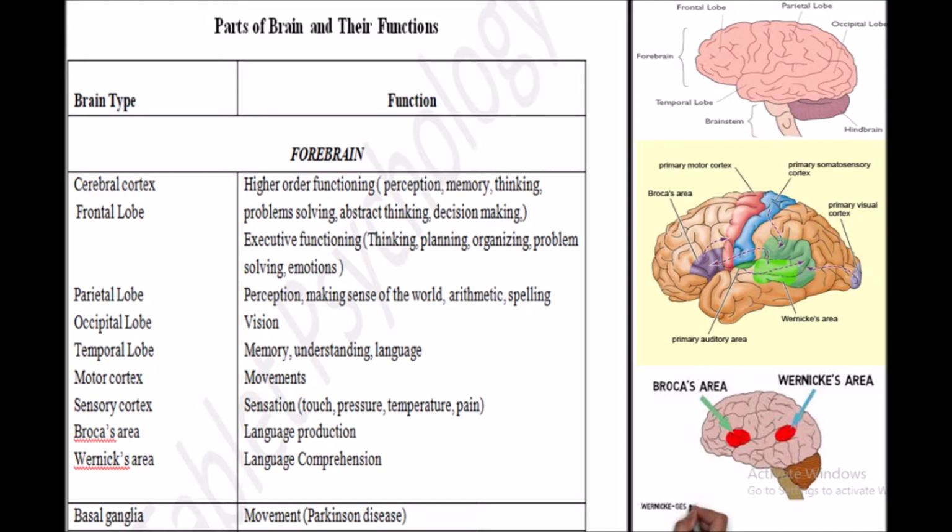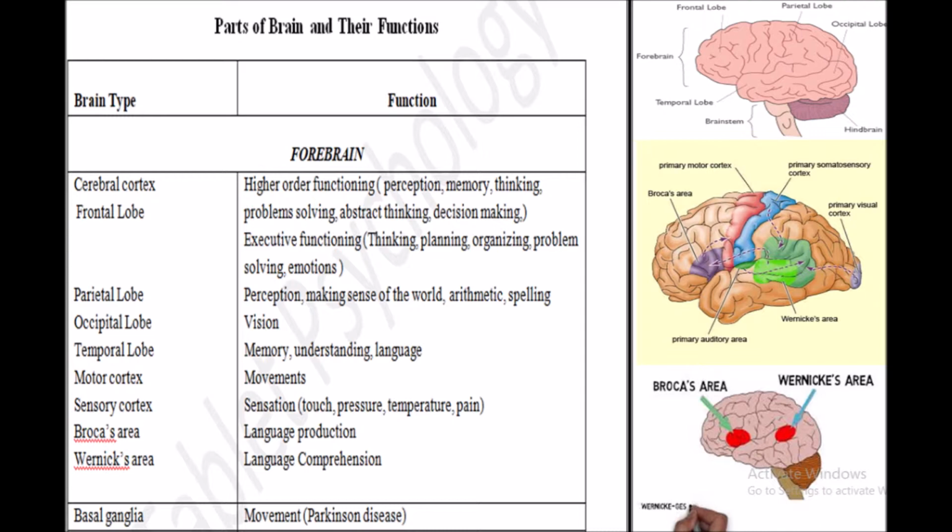After that, sensory cortex, the blue colored area of the brain. You can see the right part adjacent to the motor cortex, that is primary somatosensory cortex. Somatosensory cortex controls sensational activities like touch, pressure, temperature, and pain.